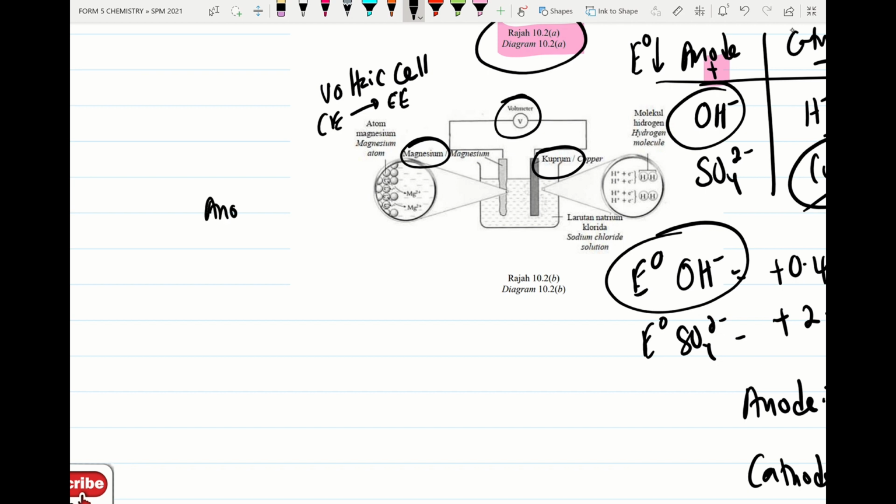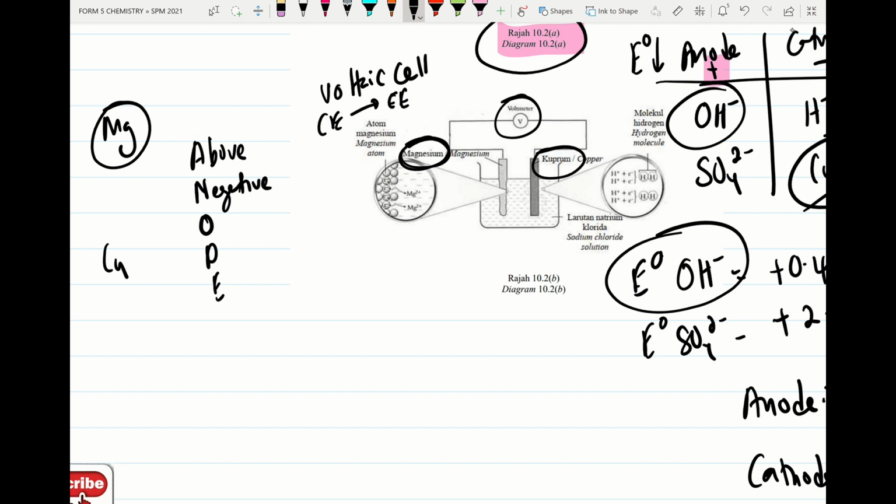Voltaic cell, chemical energy changes into electrical energy. Alright, so anode will act as negative terminal. Please choose more electropositive metal. More electropositive metal, magnesium and copper. Please remember what is meant by anode, the metal that is above. So I put here above. Alright, so it will act as negative terminal, so undergo oxidation. Oxidation means donate valence electron. So anode will be magnesium, cathode will be copper.